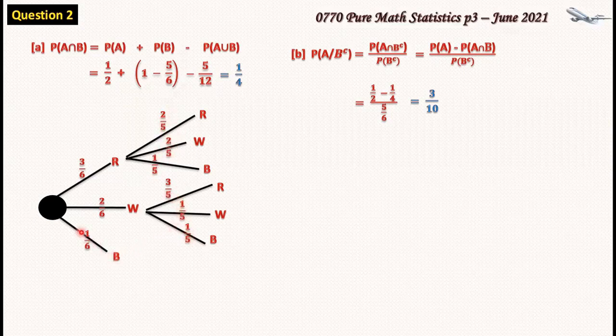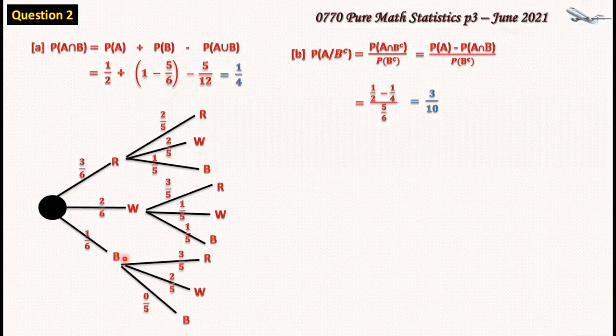Then if the first ball is blue, we'll still have all the 3 red balls left. The second draw will still have 3 red balls left out of 5 in this case. The number of white balls will still be 2 out of 5, and there will be no blue ball for the second draw. So 0 on 5. So this is the tree diagram that illustrates this relationship.